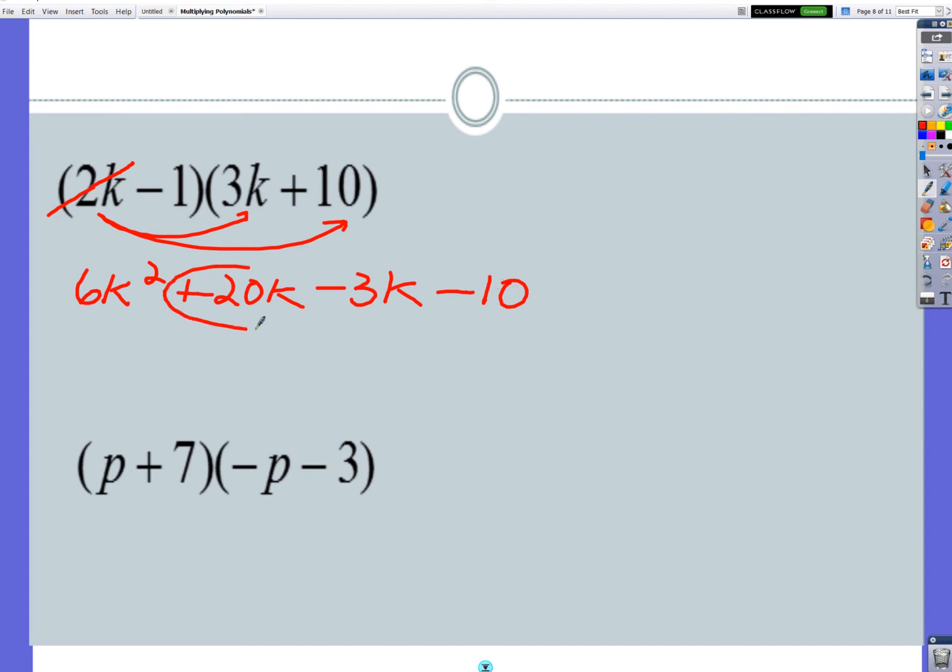The only like terms are in the middle again. So 6k squared plus 17k minus 10.